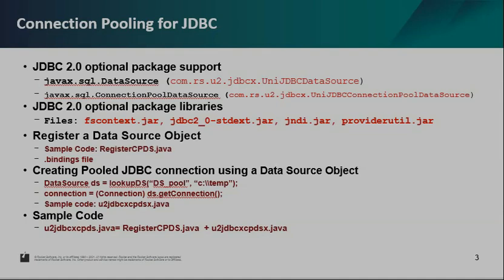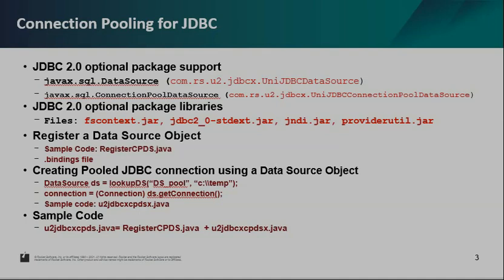Inside the JDBC 2.0 optional package library, there are 4 important jar files. You can download them and put them anywhere you want, but I suggest putting them in the classpath on Windows or Unix.